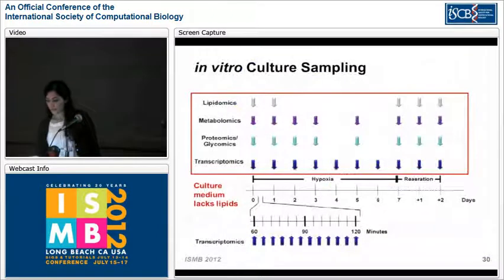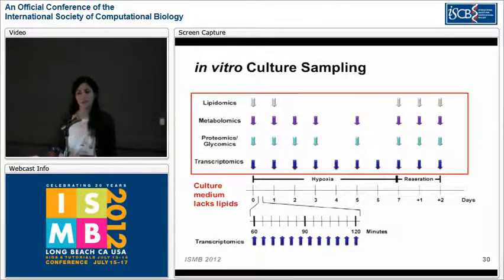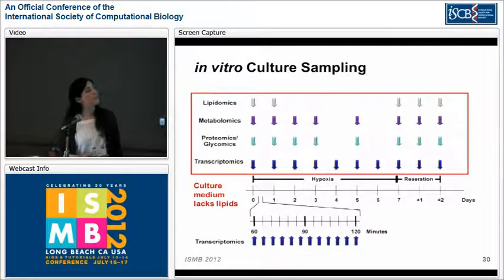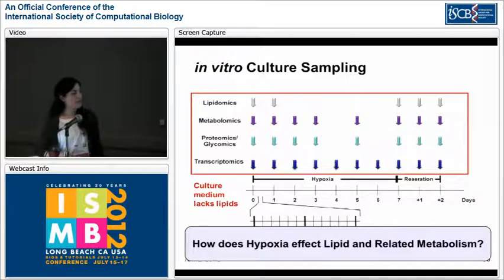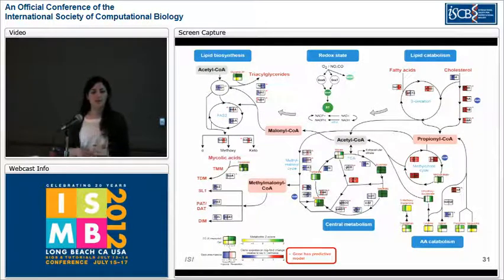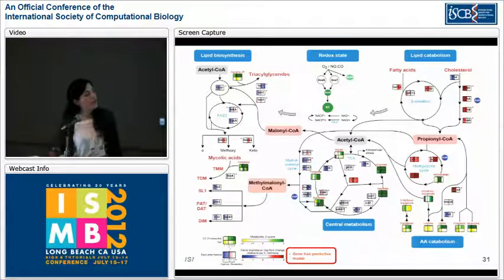To test this, we did further profiling. We performed metabolomics and lipidomics of the same time course of hypoxia and reaeration to test whether hypoxia actually affects lipid and related metabolism. This figure shows an overview of the MTB metabolic network. The changes in gene expression and metabolite changes are shown in heat maps.